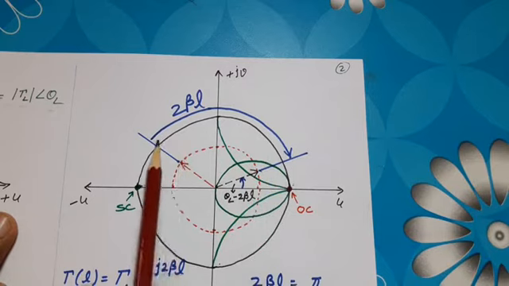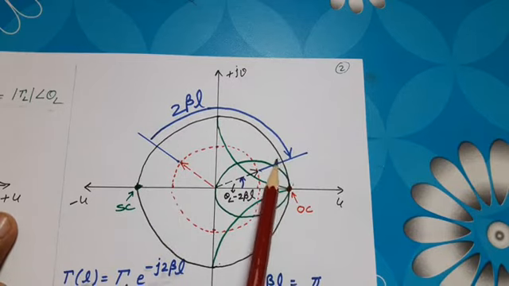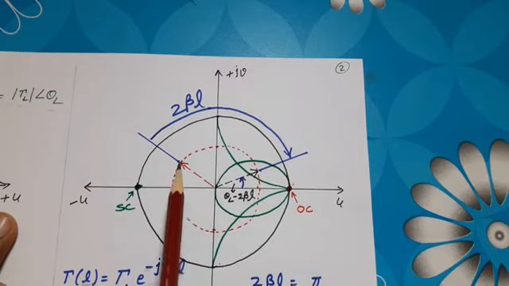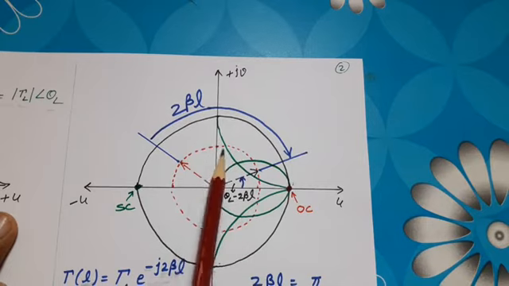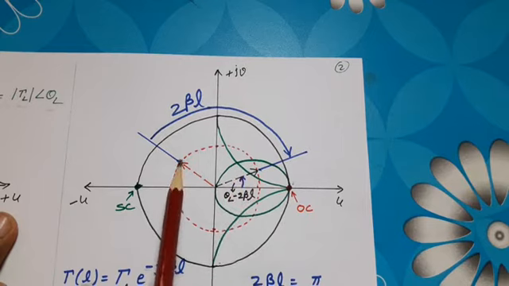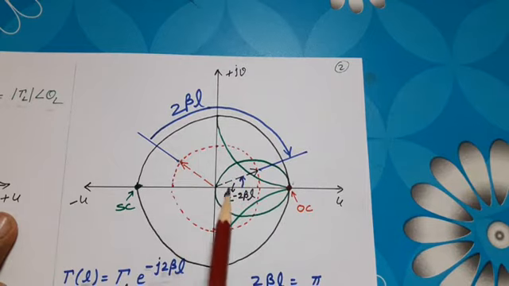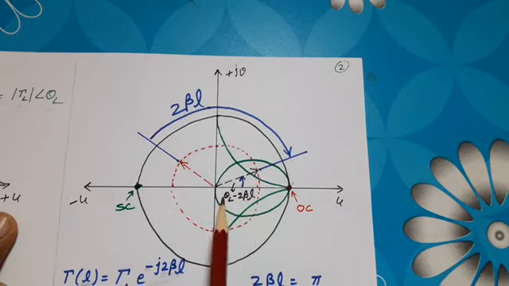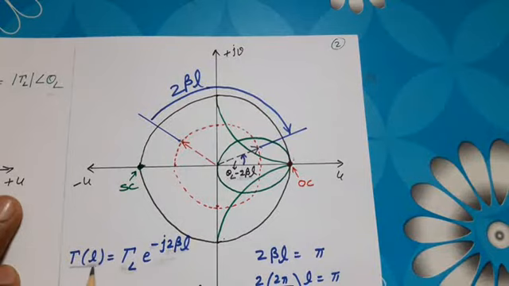But during that rotation, we should take care of one more thing. Magnitude should remain the same. So that rotation is possible only if I draw a circle with this magnitude. Because if I rotate on this circle, then the magnitude will remain mod of gamma L, but the angle will change. For this normalized load impedance, the angle was theta L. Suppose we take a clockwise rotation of 2 beta l and this vector reaches here. So we can draw this new vector where the magnitude is still mod of gamma L, but now the phase angle has become theta L minus 2 beta l. So this magnitude and this angle correspond to the reflection coefficient at any location small l from the load end.